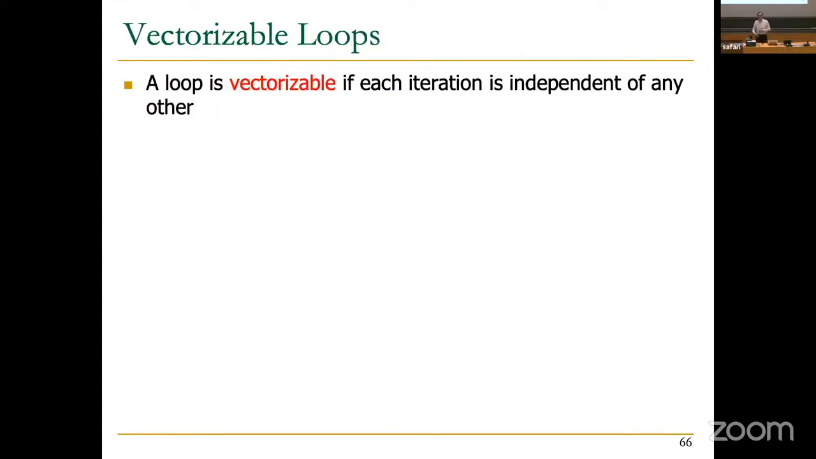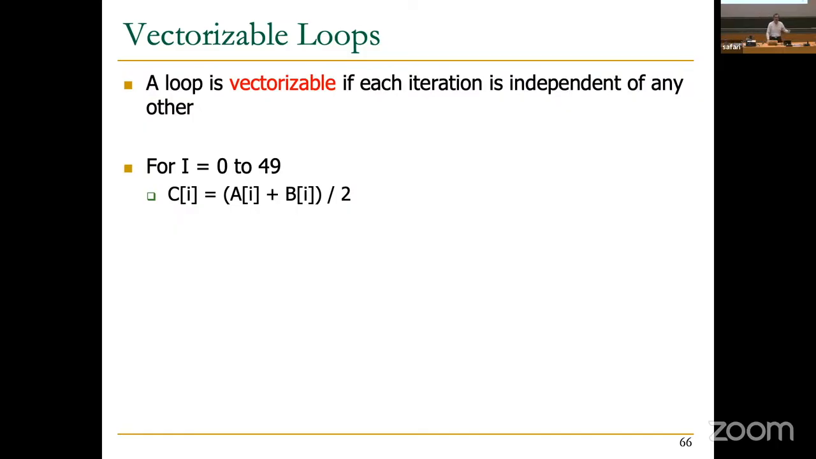So for this to work on a vector processor, the loop needs to be vectorizable. And what does this mean? A loop is vectorizable if each iteration is independent of any other. And in this case, that's true, absolutely. If you look at this loop, you will say each iteration is independent because it's operating on different elements, right? So if you really want to program a vector processor, you need to do this loop dependence analysis nicely.